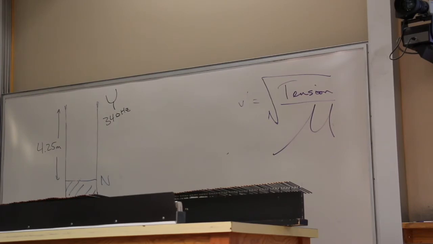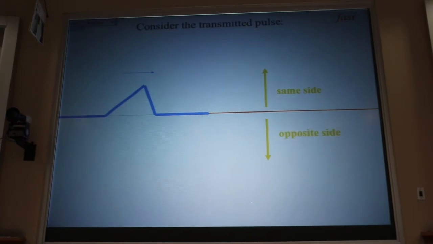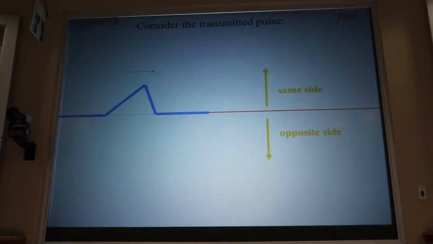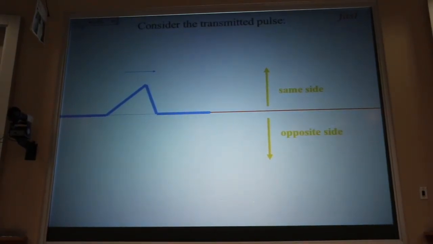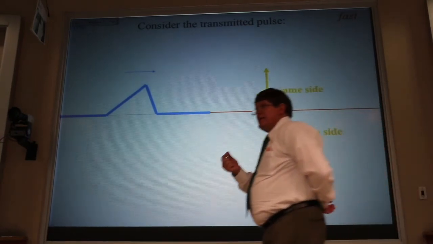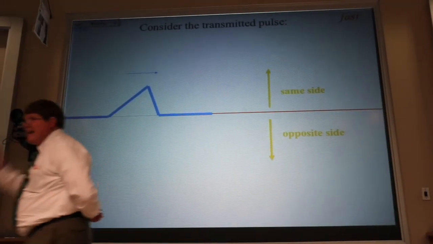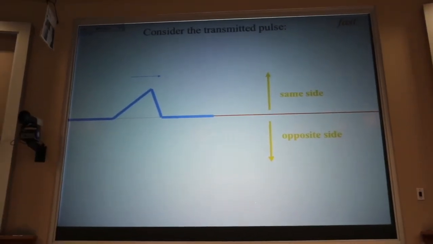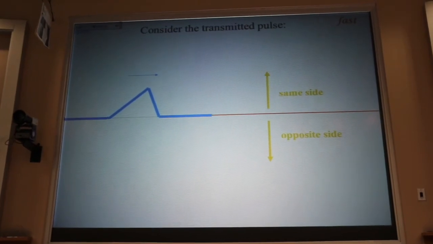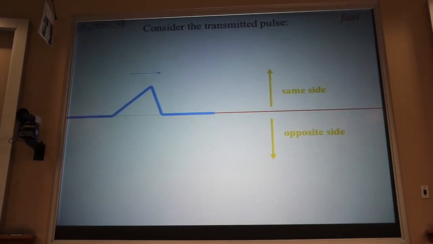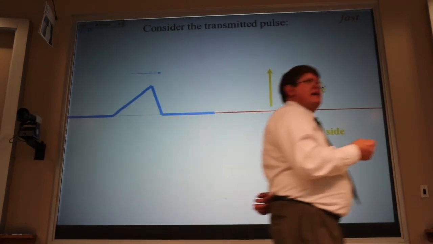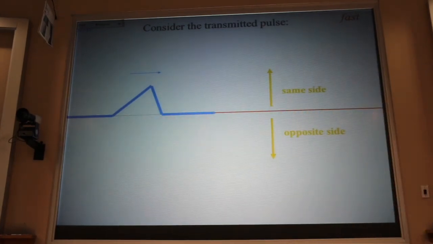Now, say I have a pulse like that coming in on the slow, and it hits that boundary. Will the transmitted pulse be on the same side or the opposite side in this case? Same. Is it the same side in this case, or is it the same side in every case? Every case, every stinking time. You never have to worry about that transmitted pulse. It will always be on the same side as the mother pulse that created it.